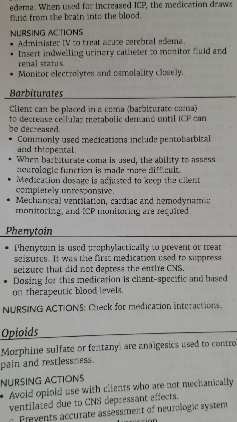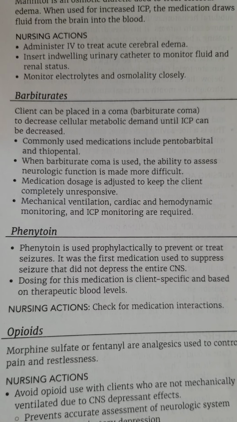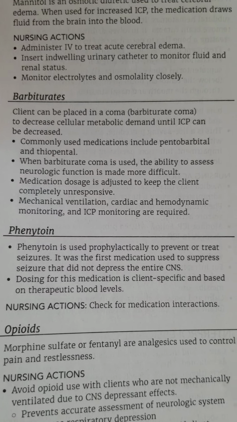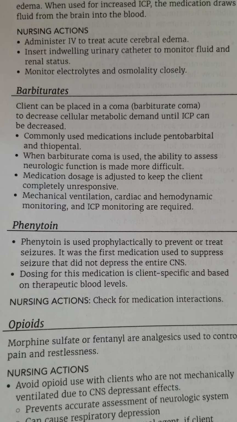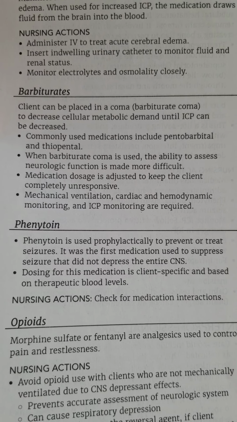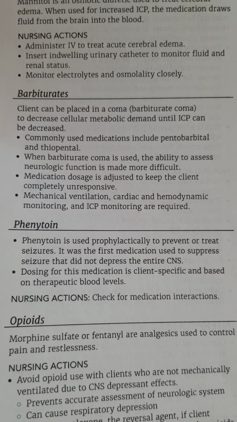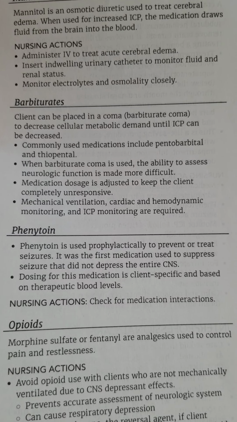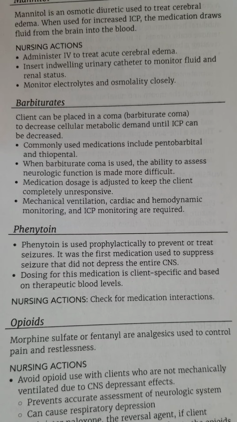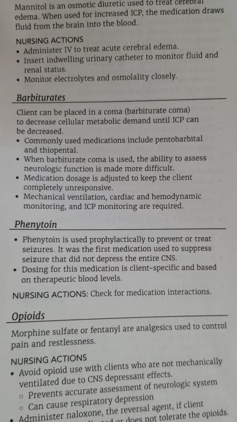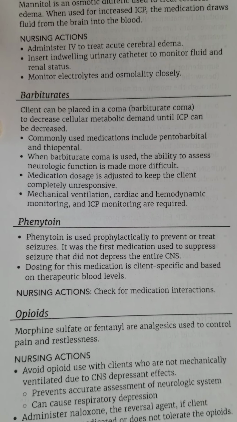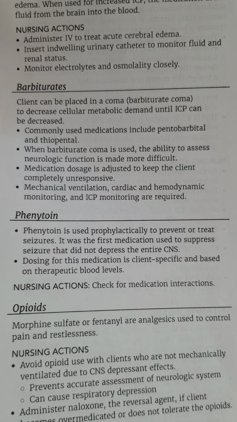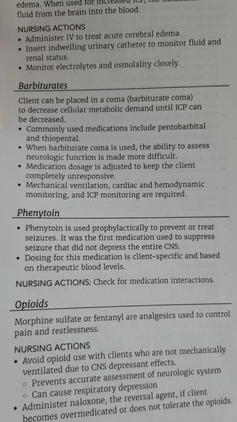Barbiturates. Client can be placed in a coma, barbiturate coma, to decrease cellular metabolic demand until ICP can be decreased. Commonly used medications include pentobarbital and thiopental. When barbiturate coma is used, the ability to assess neurologic function is made more difficult. Medication dosage is adjusted to keep the client completely unresponsive. Mechanical ventilation, cardiac and hemodynamic monitoring, and ICP monitoring are required.